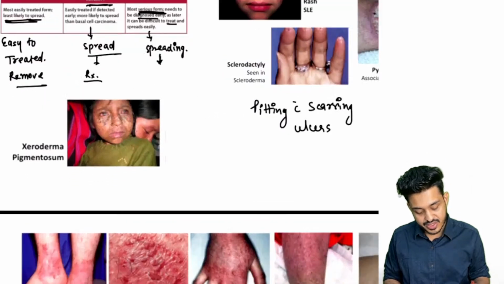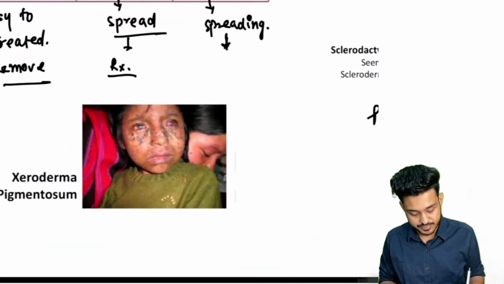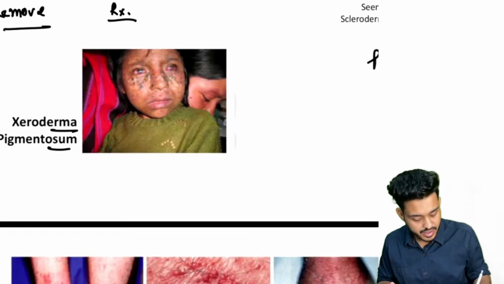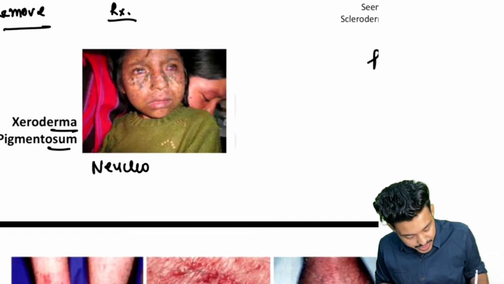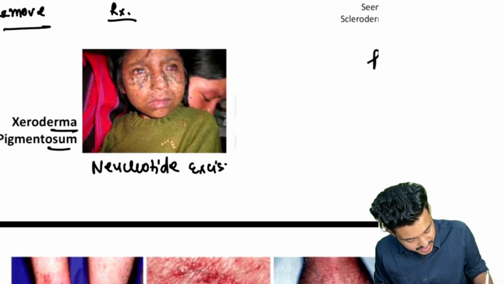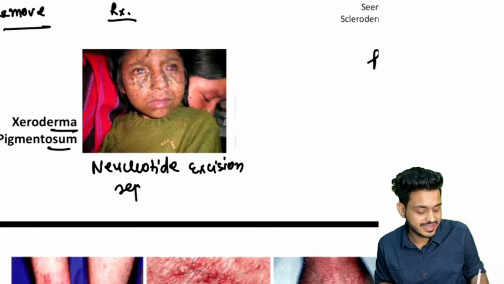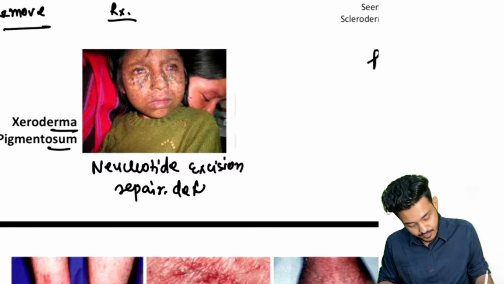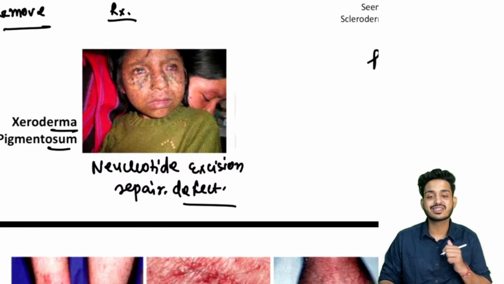Okay, this one is your xeroderma pigmentosum. Xeroderma pigmentosum is basically a nucleotide excision repair defect. This is a nucleotide excision repair defect.